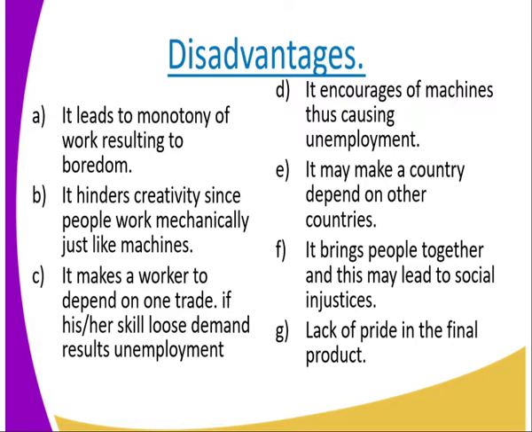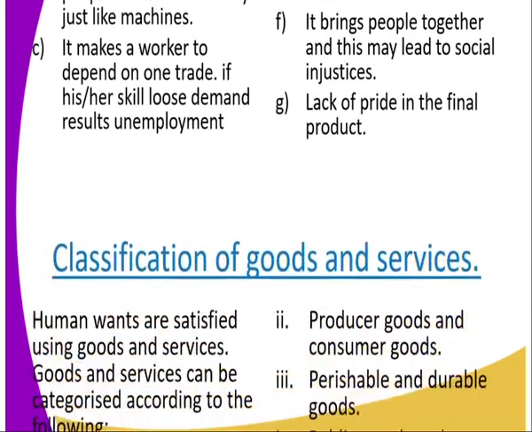Number five, it may make a country depend on other countries. Number six, it brings people together. This may lead to social injustice. And then number eight, lack of pride in the final product.